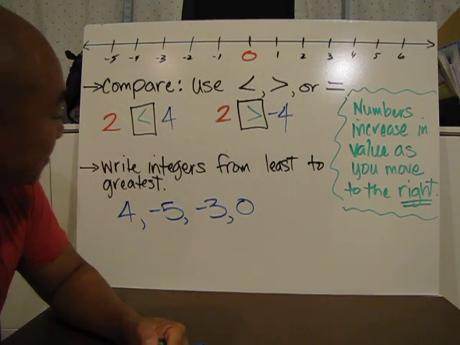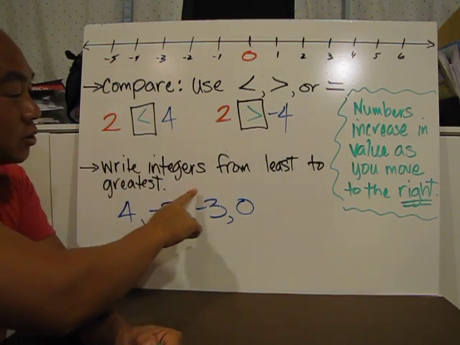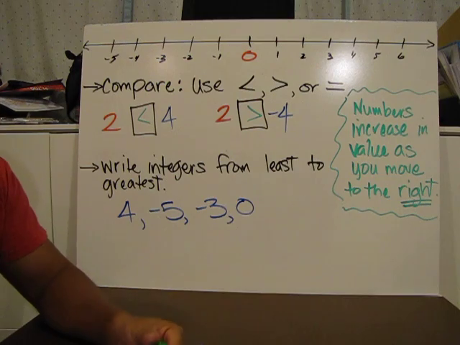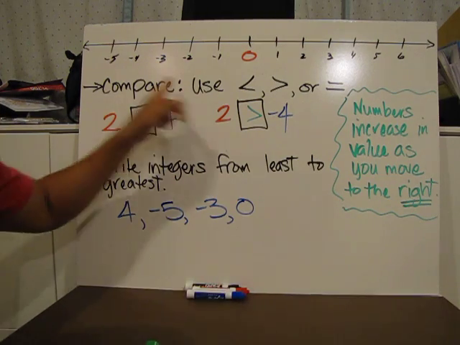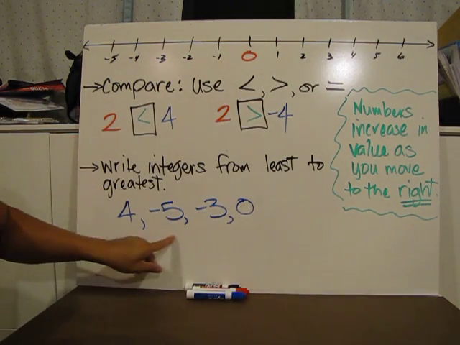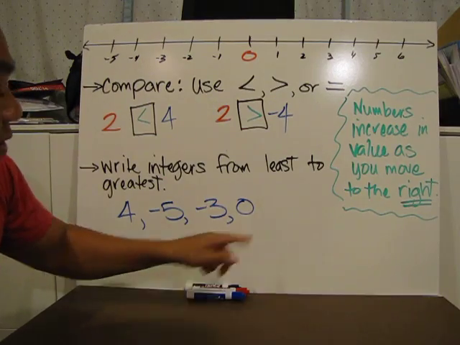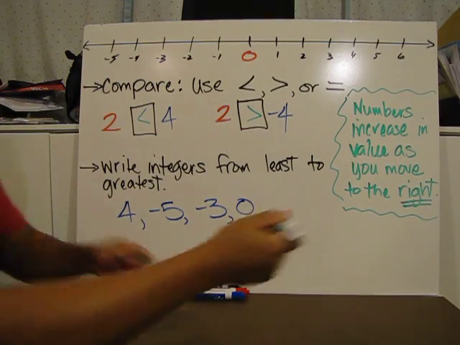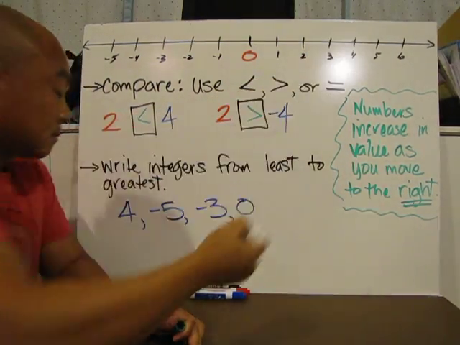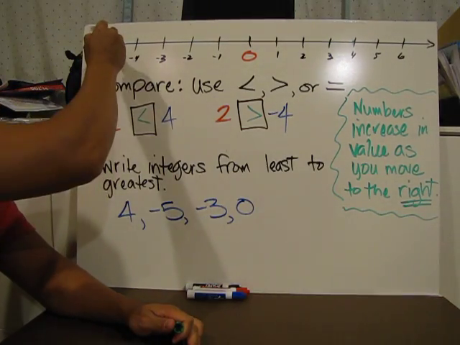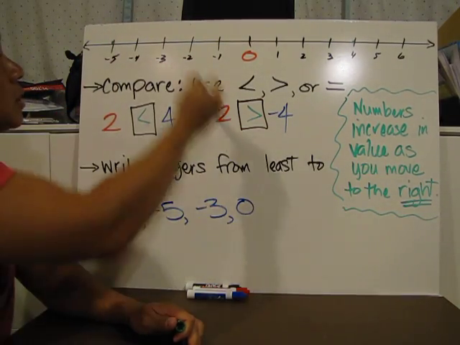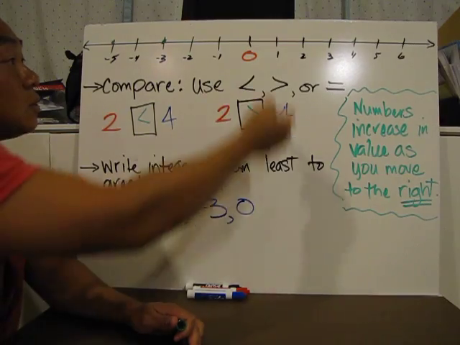Alright, let's look at another example. Write integers from least to greatest. So what we can do here is, again, use our number line. Since we have 4 numbers to worry about, let's mark them off. Here we have a 4. Here we have -5, -3, and 0.